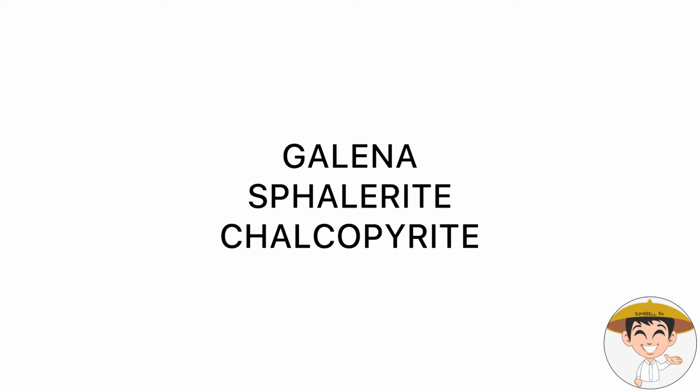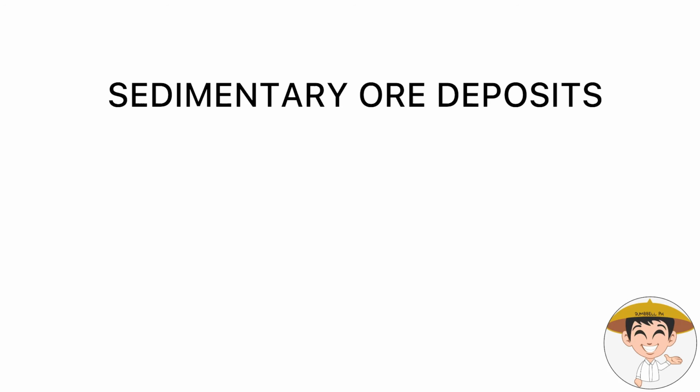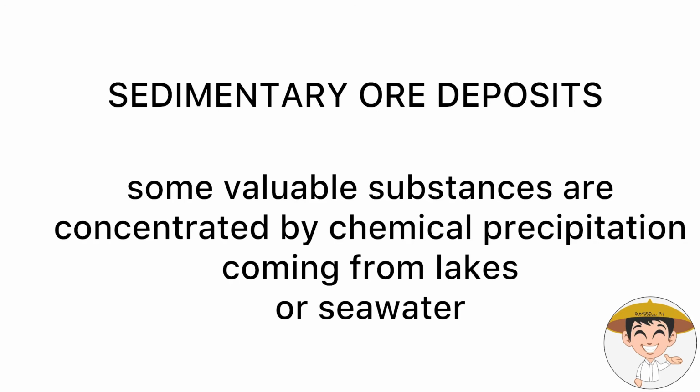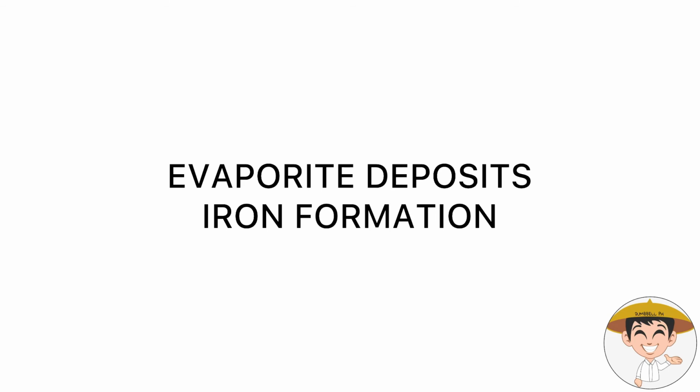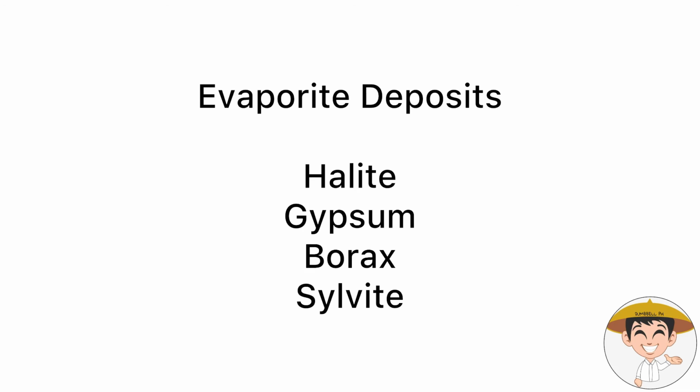Okay. Next, we have sedimentary ore deposits. These are deposits where some valuable substances are concentrated by chemical precipitation. Take note: chemical precipitation, coming from lakes or seawater. So we have here two examples: evaporite deposits and iron formation. First, we have evaporite deposits.